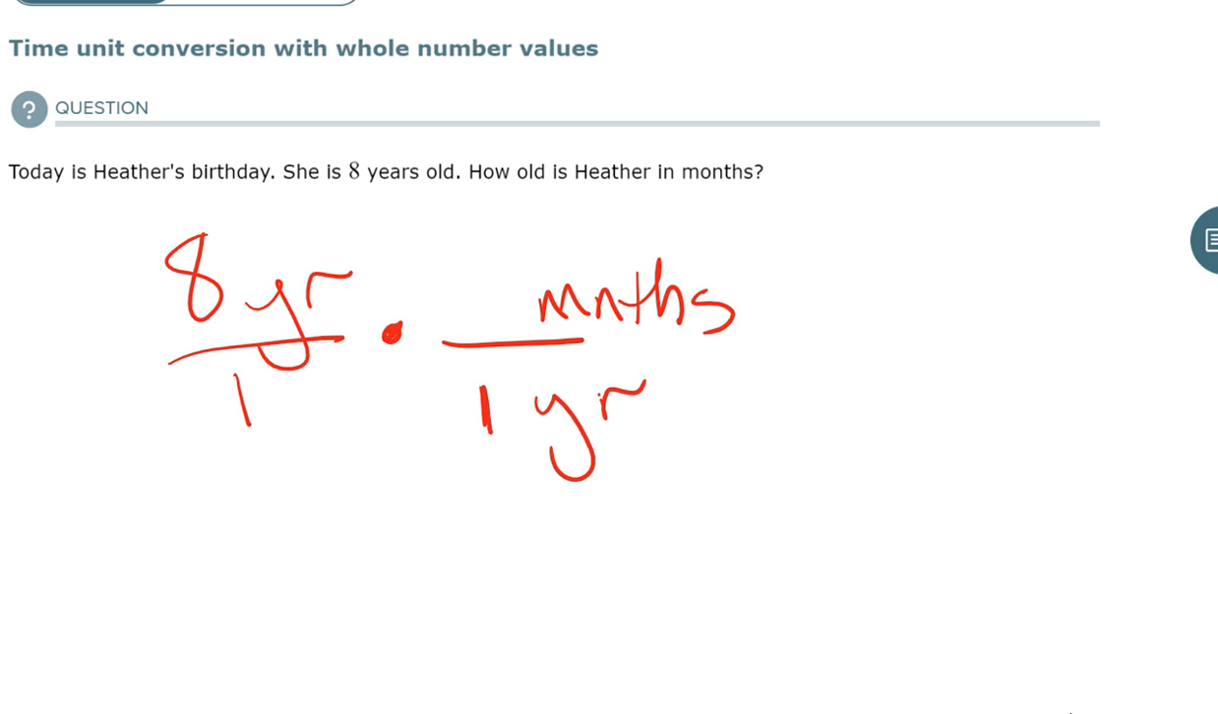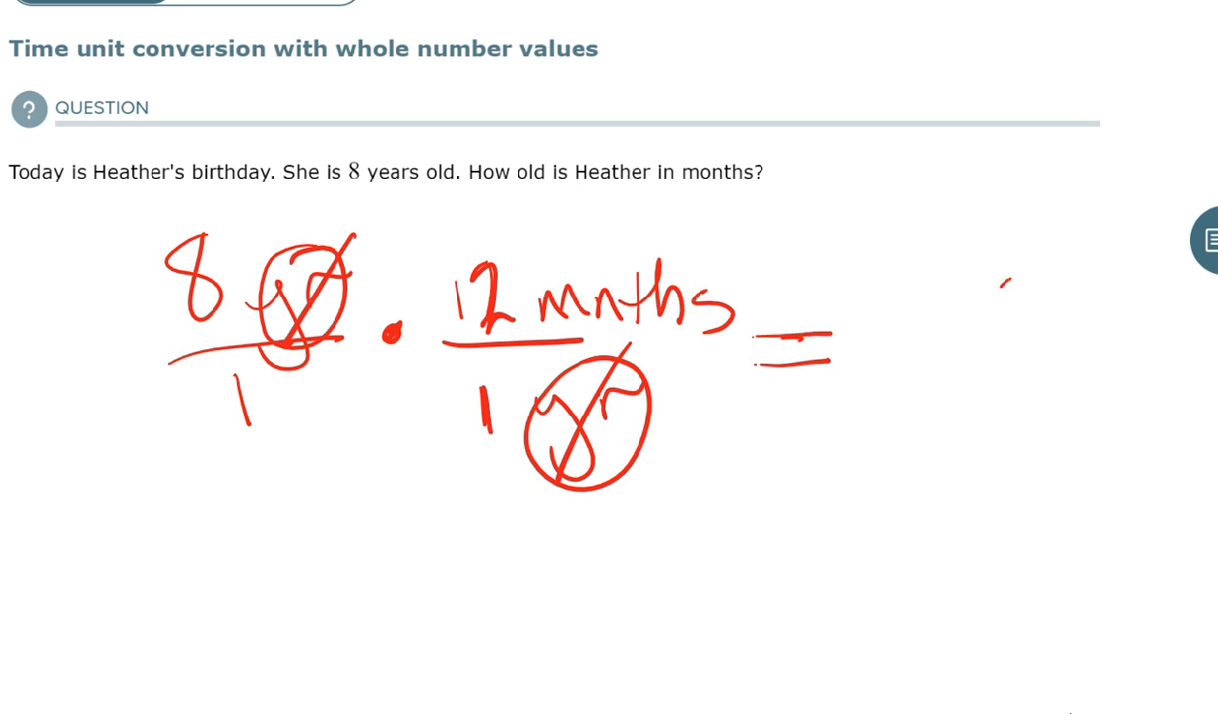Hopefully you guys know that 1 year is the same as 12 months. Okay, this is another one of those, we're going from a larger unit to a smaller unit. My years, year over year goes away, turns into 1. 8 times 12, well, 8 times 2 gives me 16, carry the 1, and I am ending up with 96 months.